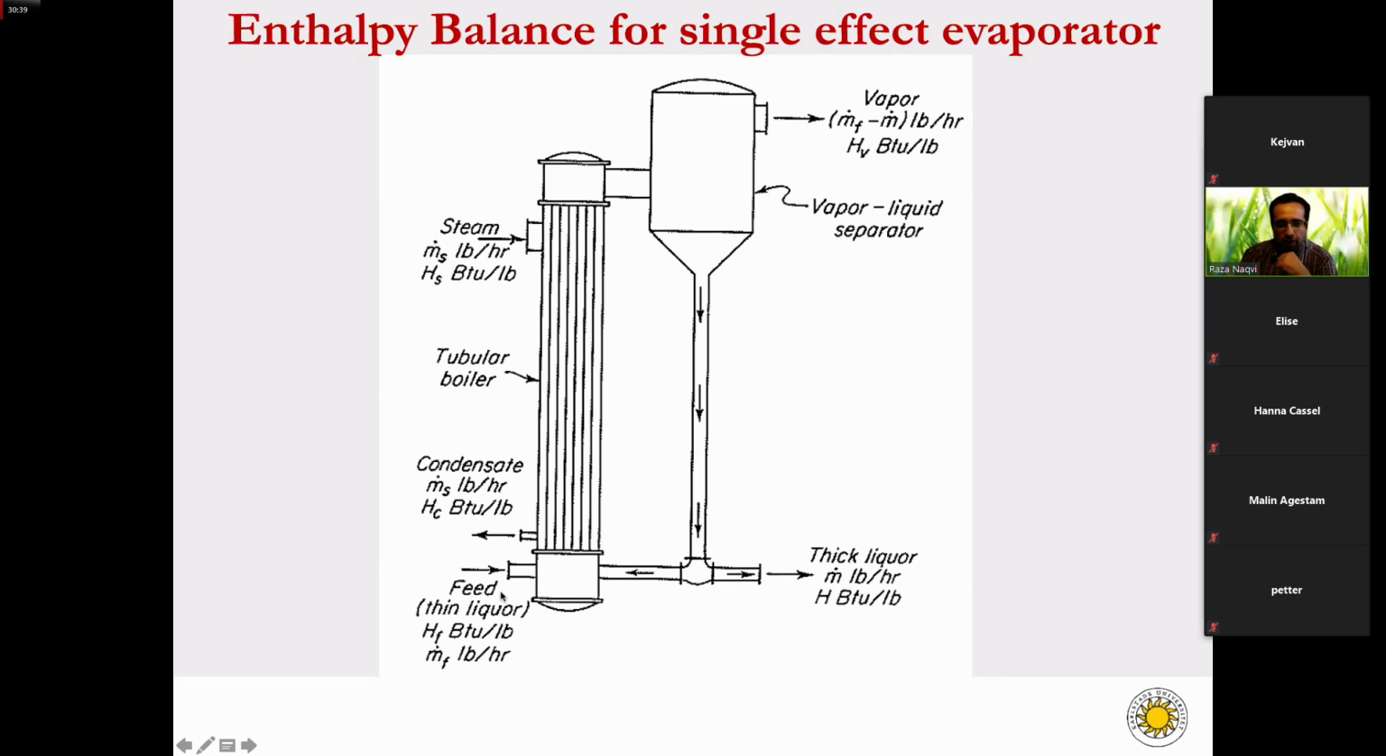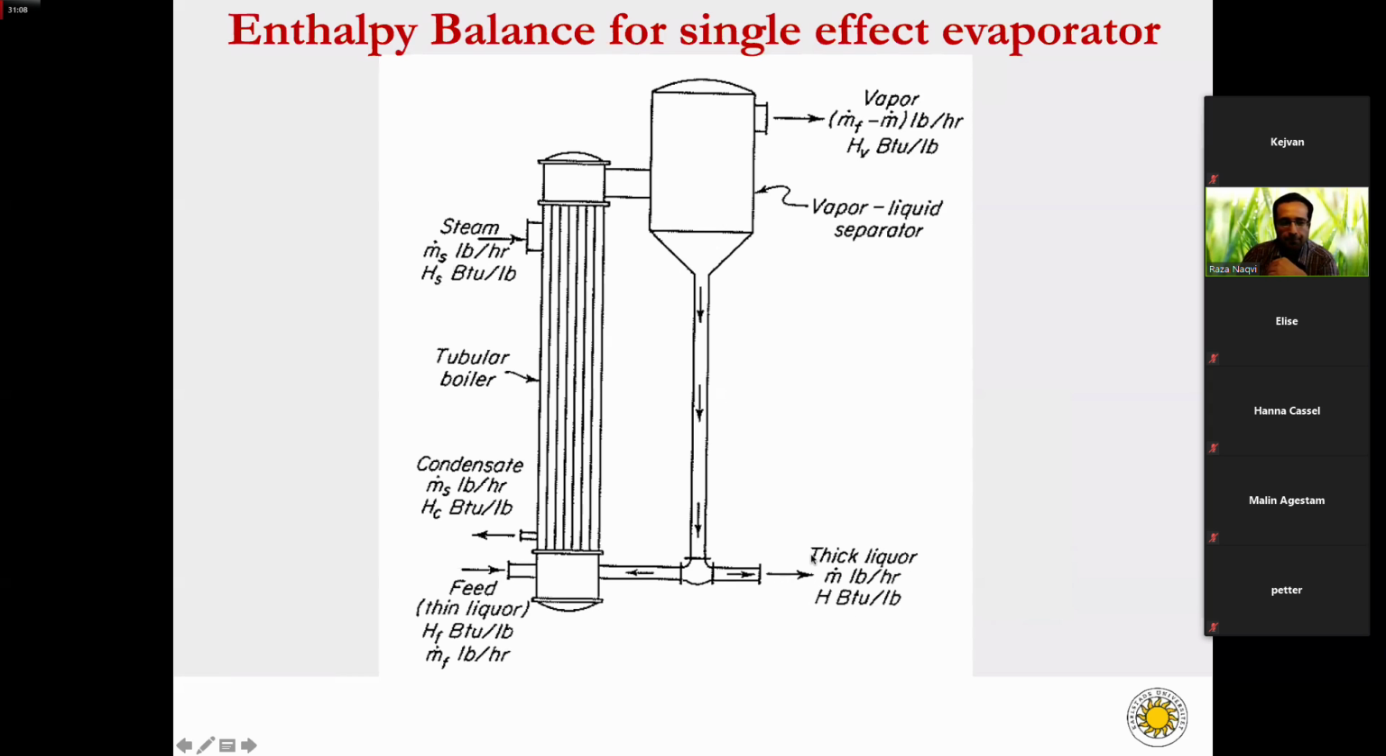Now we also have to perform the energy balance on the liquid side. So let's say we have a thin liquor feed, it must have a certain flow rate. Let's say it is mf, and it has an enthalpy of hf, right? So within the evaporator, what will happen? The water vapors will evaporate and enter into the vapor space, and it is taken as vapor. And the rest of the material, which is thick liquor, is taken from the bottom, and we can call it thick liquor.